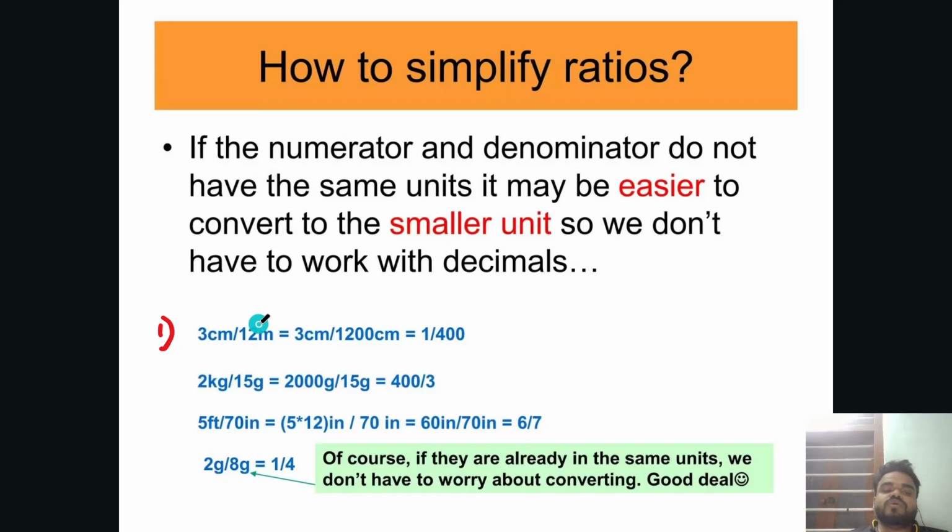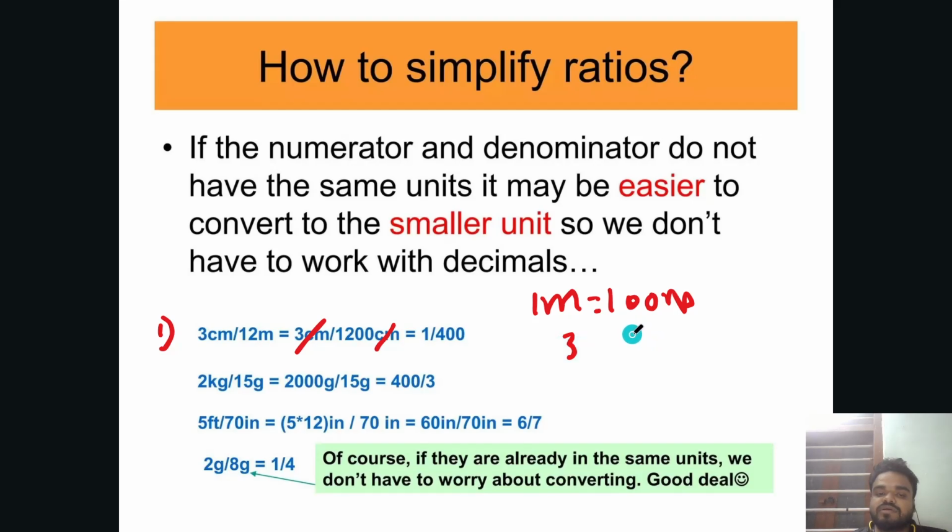So what you have to do? You have to convert into the same unit. So we know that 1 meter is equal to 100 centimeter. So convert the 12 meter into centimeter. 12 into 100 is equal to 1200 centimeter. So it will become 3 centimeter by 1200 centimeter. So centimeter will get cancelled. What is the HCF of 3 and 1200? It's 3 only.